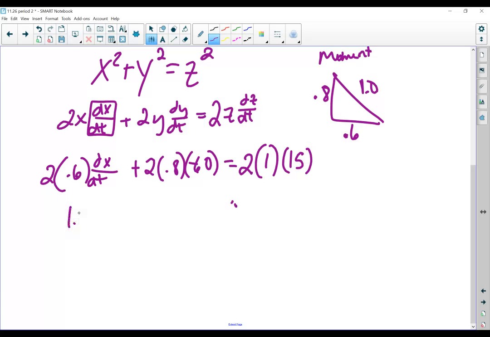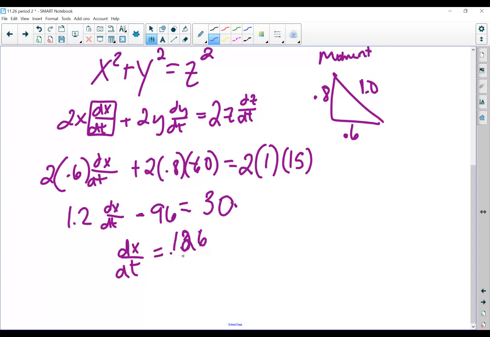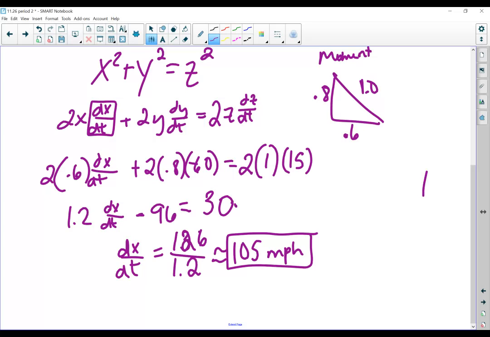And now I'm going to solve this. 1.2 dx dt minus 96 equals 30. Dx dt would equal 30 plus 96, which is 126 over 1.2, which is roughly 105 miles per hour. It makes sense that it's positive because the distance from the intersection is increasing. So the car was traveling east at 105 miles per hour, which seems pretty reasonable for the situation, although super, super fast.